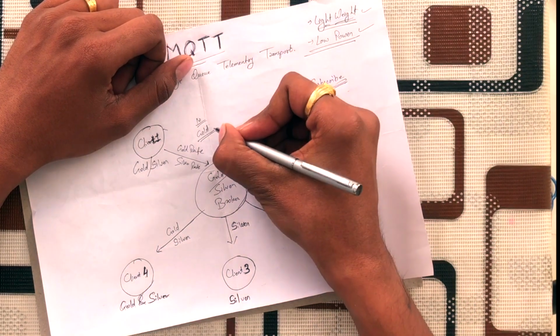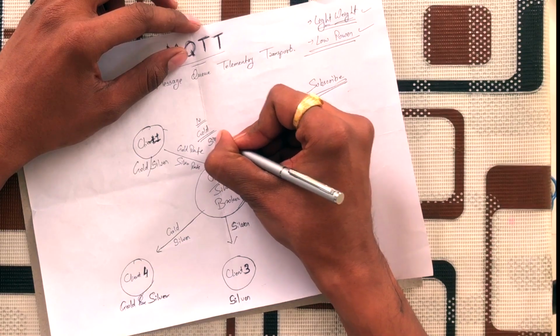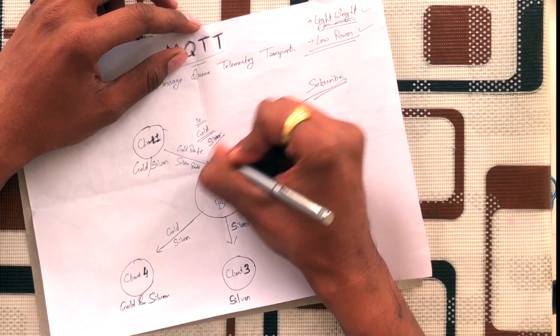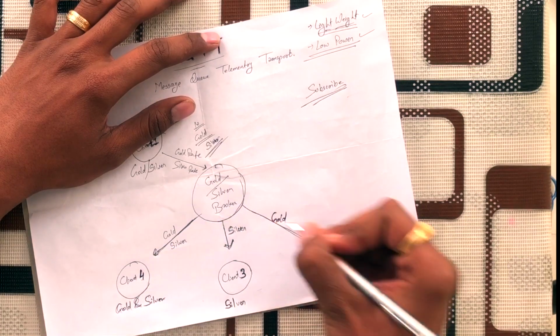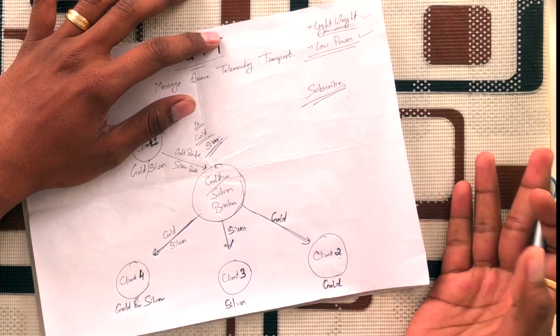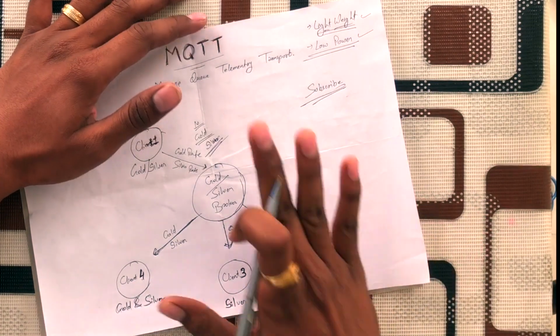Now at another time interval t1, client 1 sent me the silver rates. Now my duty is to tell the silver rates to those who are subscribed to the silver channel. Very simple. So I will transfer this information to client 3 and client 4. I won't transfer it to client 2 because he is not at all interested. Okay, so this is the current scenario. This is it about MQTT.